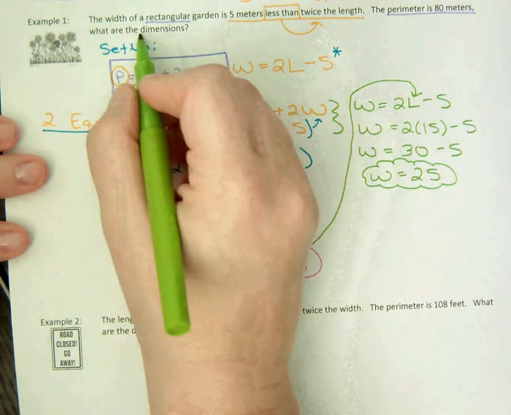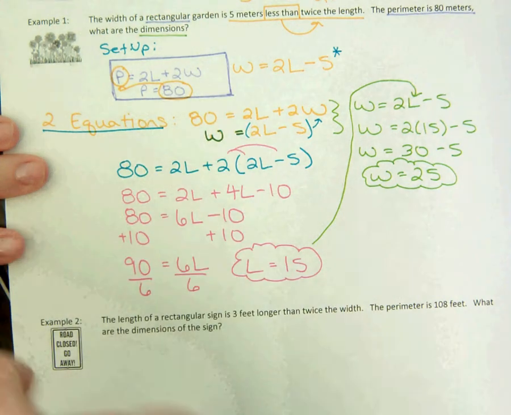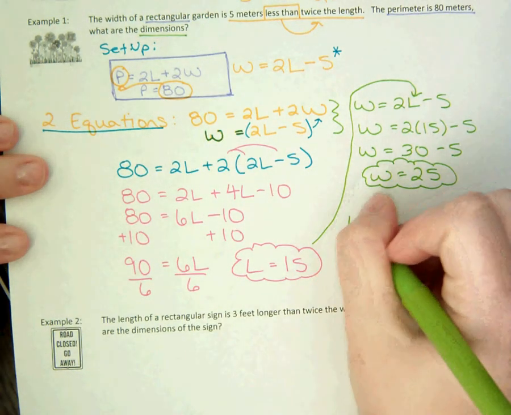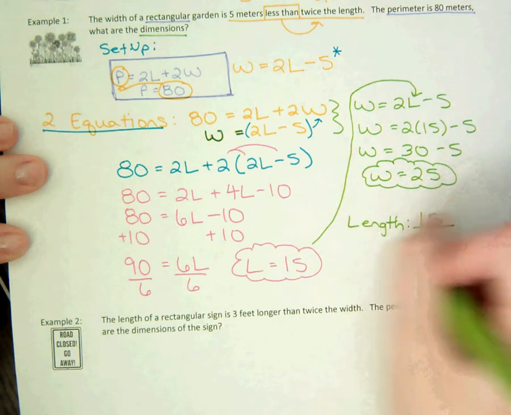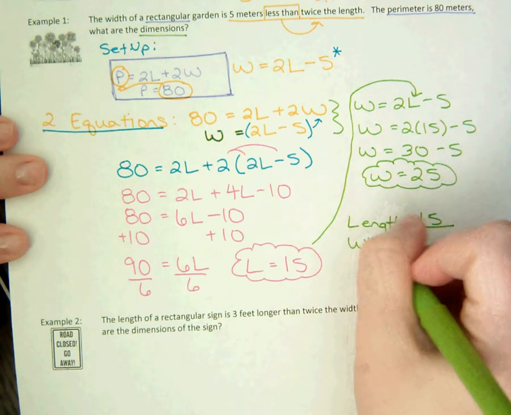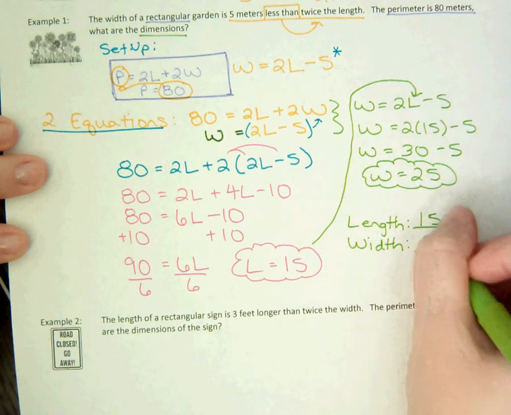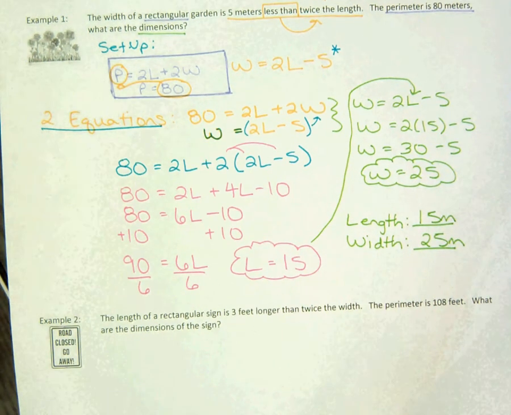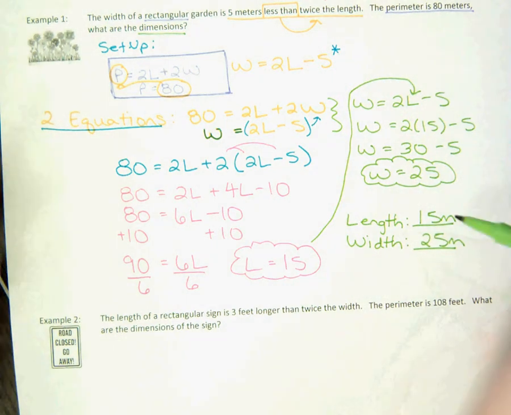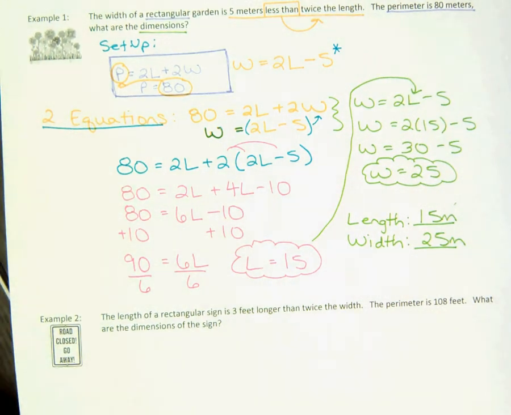And we have both answers. The dimensions are asking for length and width. So the length is 15, and the width is 25. And I think it's measured in meters, so put a little m for meters. On your test, I'll have 2 blanks, 1 for each dimension.